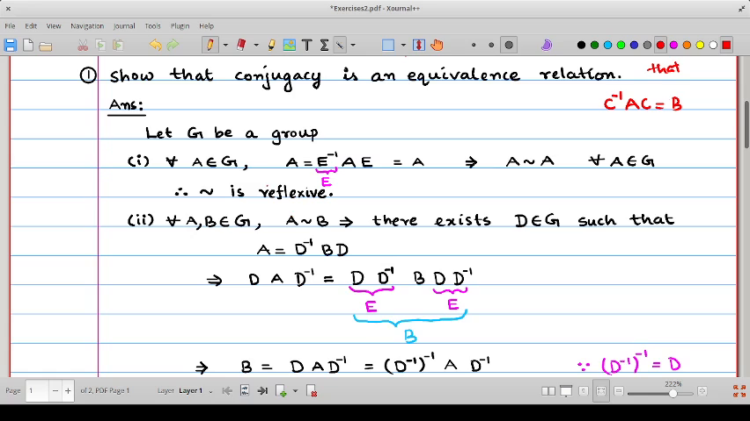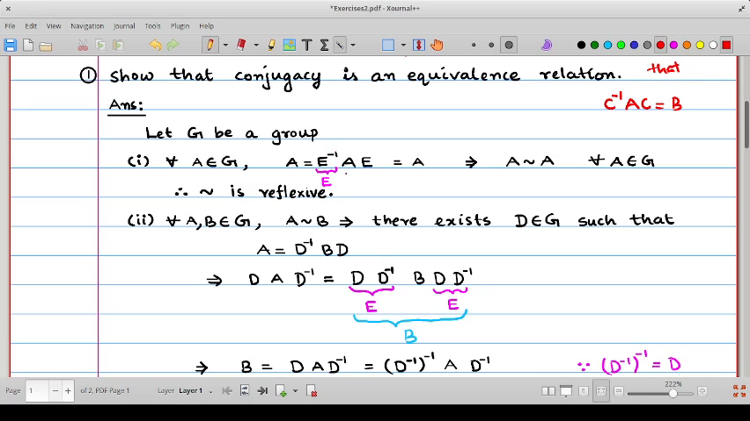So we need to show that this relation, the conjugacy relation, satisfies all the three properties required of an equivalence relation. First of all, for all elements A of the group, we see that A can be written as E inverse AE. That is because of the following. E inverse is equal to E, because E times E is E, and therefore E inverse is E.